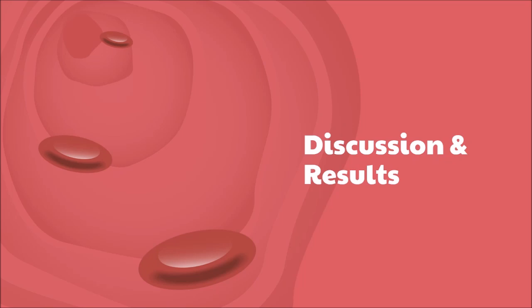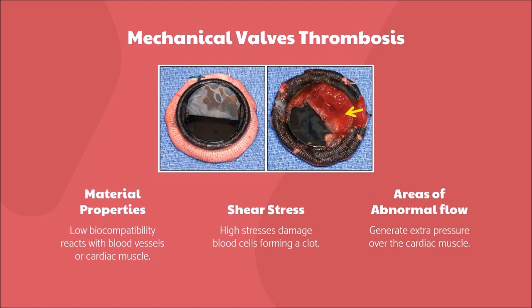Now we're going to present a discussion on the results of our main project. First of all, we need to address the main objective or issue that focuses our project. Mechanical valves are mainly used because of how long they can last within our heart. However, one of the main problems they cause is thrombosis due to 3 main factors: material properties, shear stress, and areas of abnormal flow.